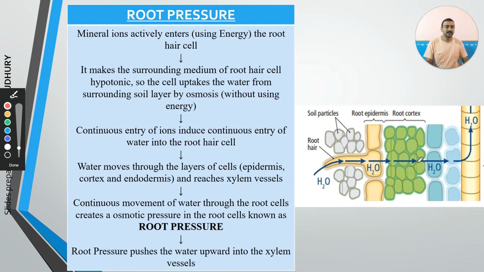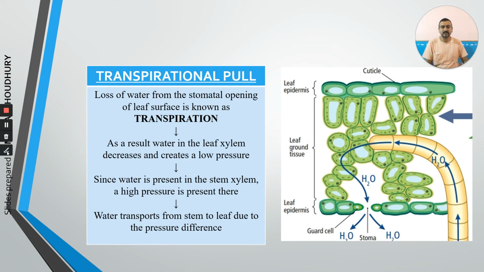Now this root pressure allows the movement of water through these layers of the root, ultimately reaching the xylem. Then in the xylem the water will start moving upward because continuously water is entering, so there is a kind of pushing force which is pushing the water into the xylem to move it upward. Fine, but this pushing force is not enough to push the water to much height in tall plants. So there is another force that comes into action, that's called transpirational pull.